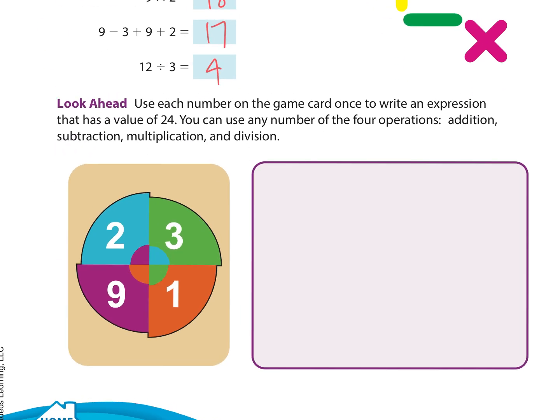Okay, the next part's pretty challenging. You had to come up with an expression that has a value of 24 using these 4 numbers, and you can use any of the operations: addition, subtraction, multiplication, and division. Did anybody come up with one that gives you 24? Yes. 9 times 3 minus 3. So 9 times 3 would be 27. 27 minus 3 equals 24. That one works. Is there another one we can do? You don't have to use them all.